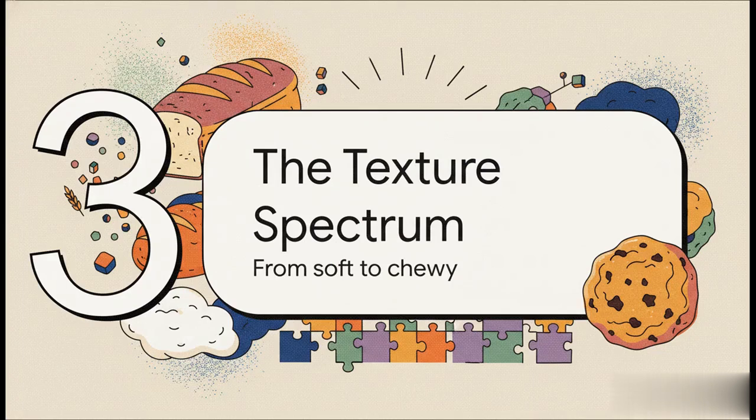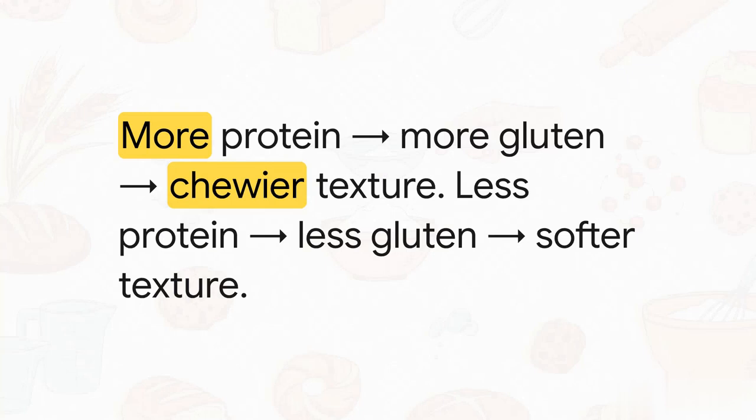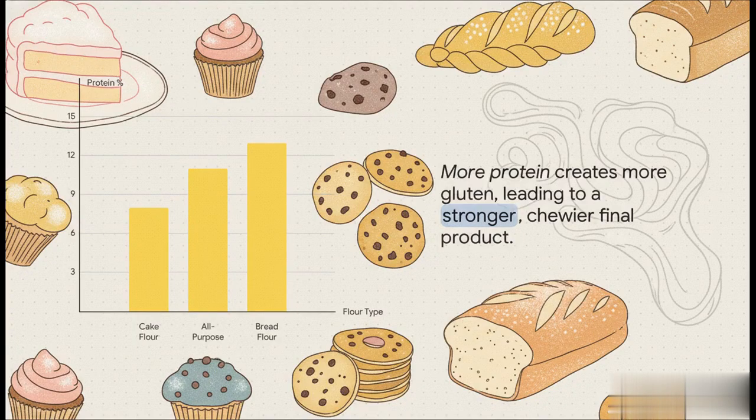And now for the big aha moment. This is where it all clicks into place. We're about to crack the code that connects the flour you use directly to the texture you get in the end. It really all comes down to one simple, elegant rule. The amount of protein in the flour dictates everything. More protein means you can form more gluten, and that gives you a chewier texture. Less protein, well, that means less gluten, which results in a softer, more tender bake. It's honestly that straightforward.